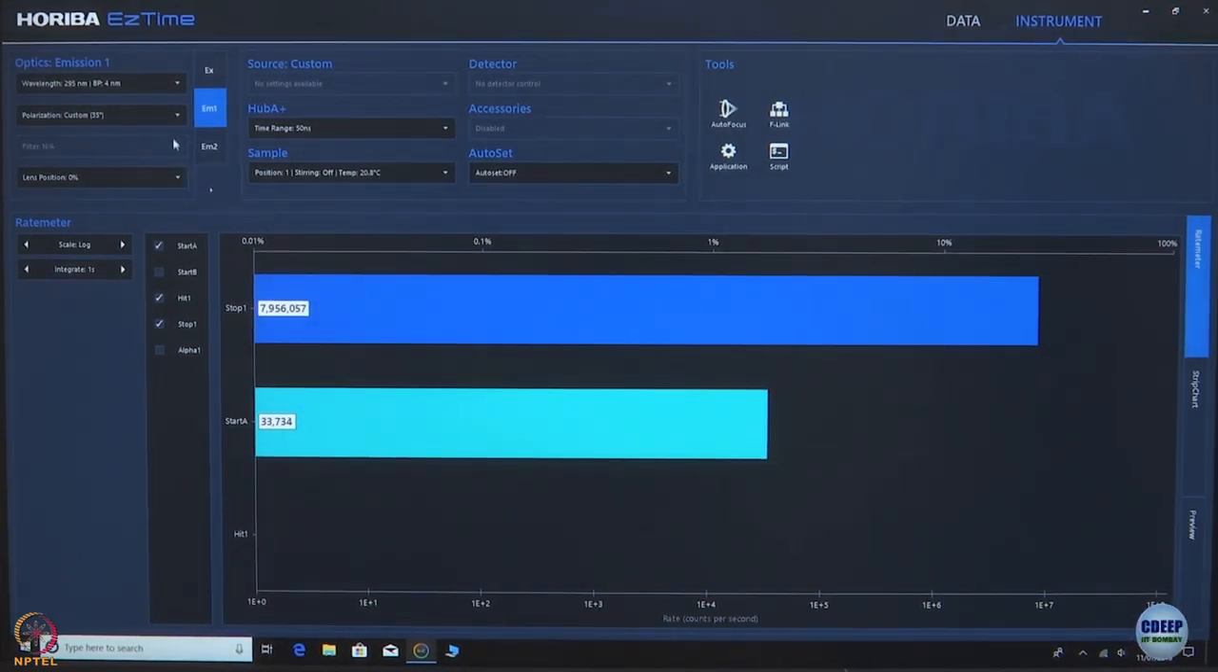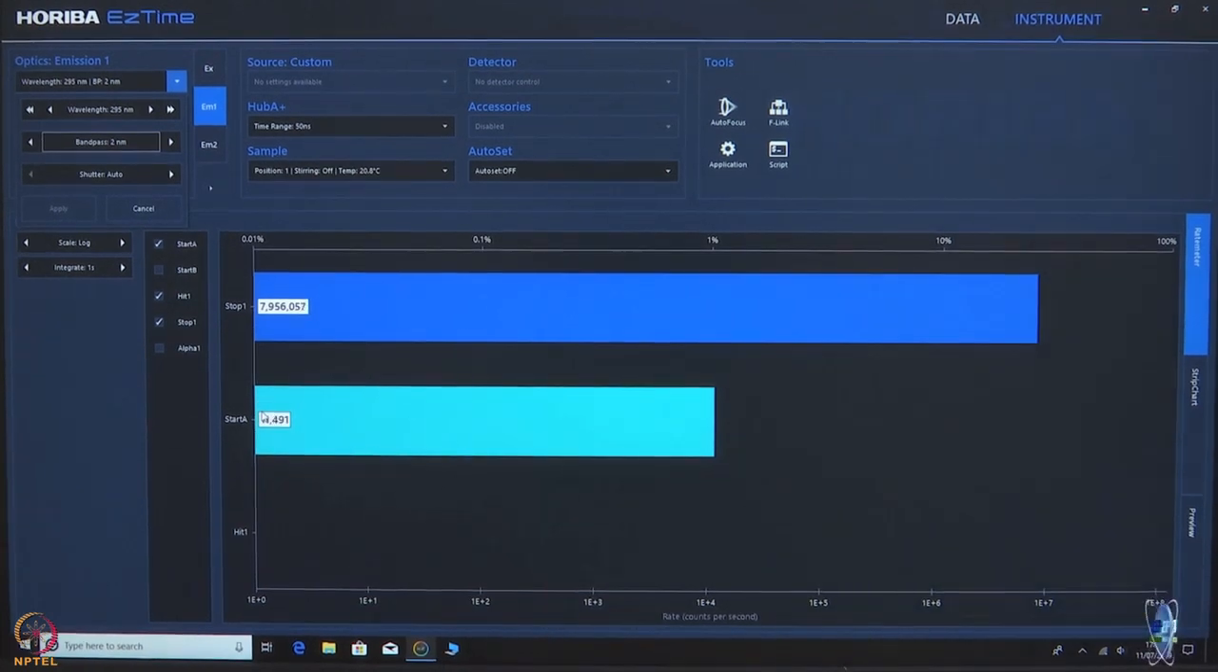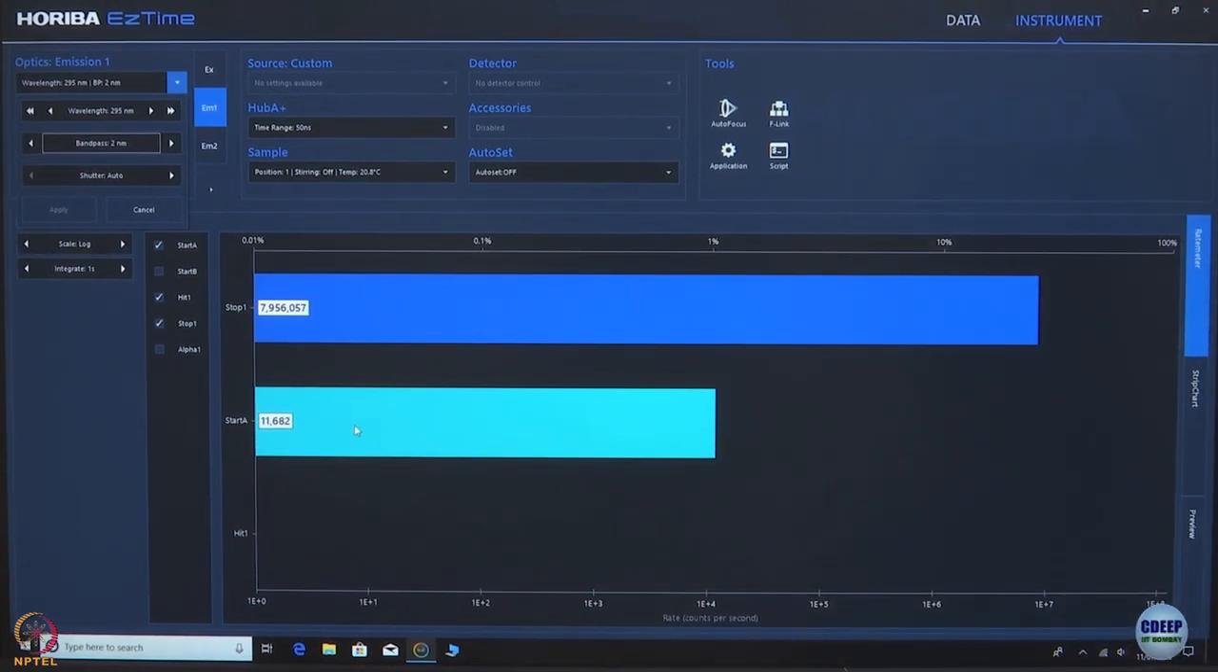Even though we have actually decreased the band pass, we should reduce the band pass a little more. It was 4 nanometer, now we have decreased to 2 nanometer, now we have about 11,000 counts. Remember, in TCSPC, you should not have too much of counts coming out of the photomultiplier tube. That gives rise to pile-up effect and can also affect your detector in the long run.